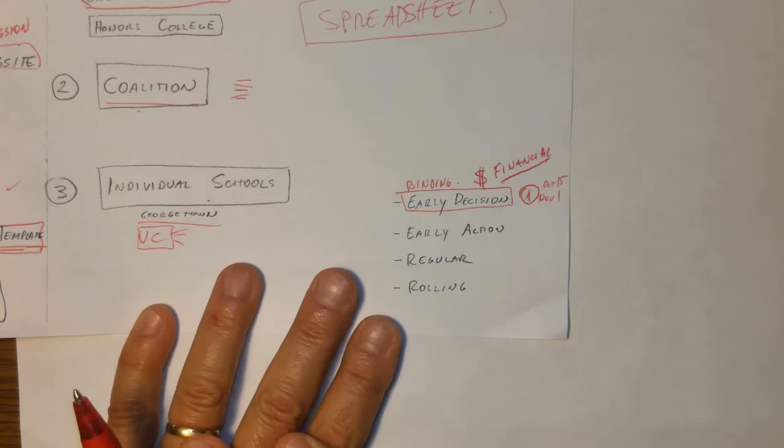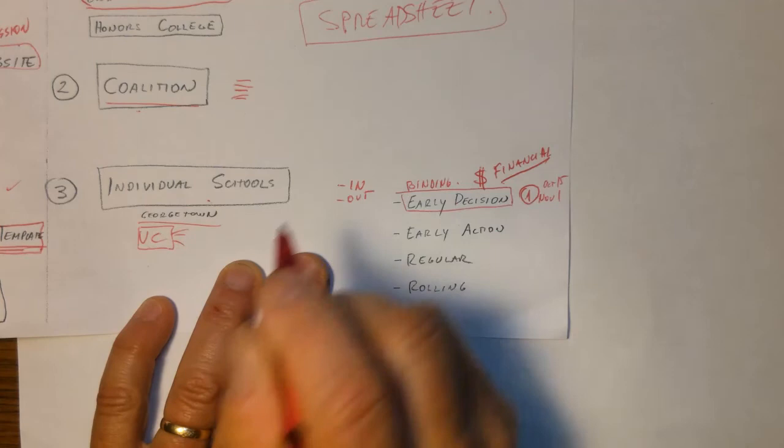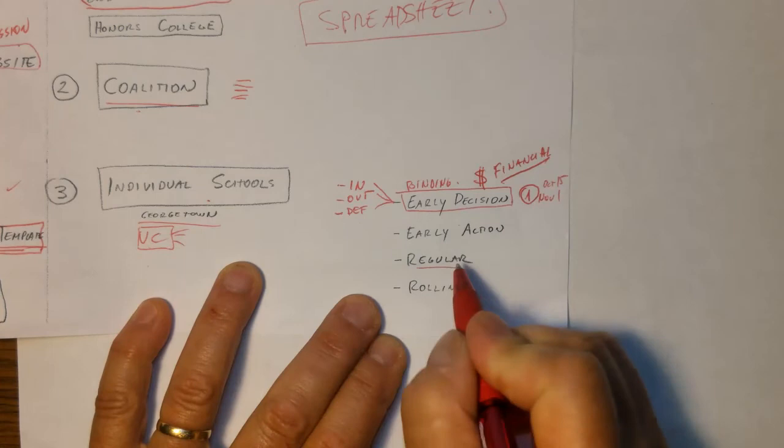Right? Now, when you apply to early decision, you're going to have three options. You are going to be accepted, you are in, you are going to be rejected, you are out, or you can be deferred. You have three options there. When you are deferred, basically your documentation goes into the regular pool of applicants.